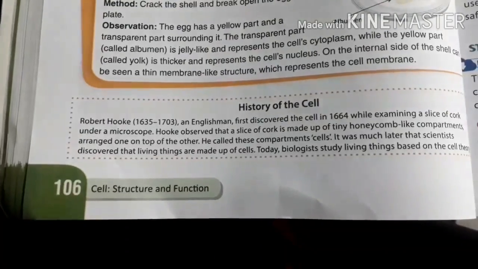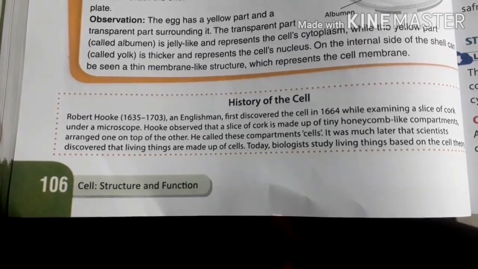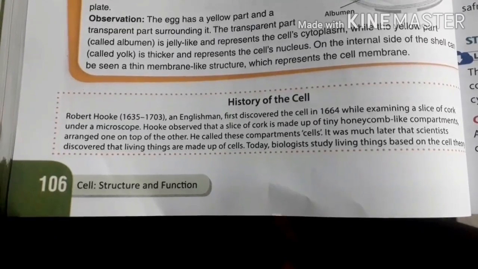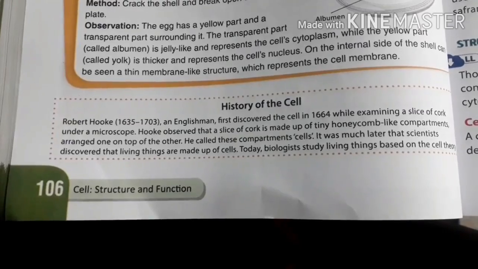So first, who discovered the cell? Robert Hooke. He was observing that cell under a microscope. After observing well, he found that the cork is made up of a comb-like structure.